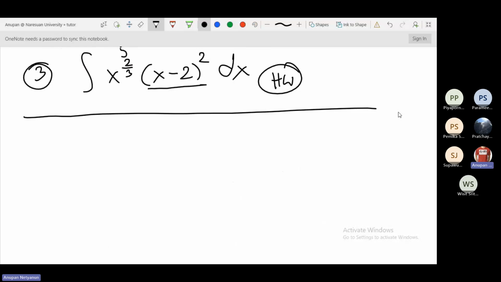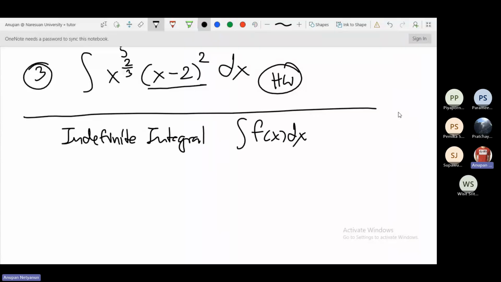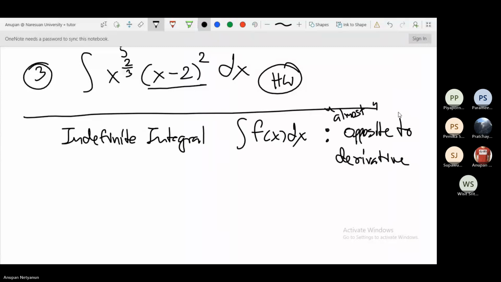Now we just studied the indefinite integral, which is something that looks like this. And we think of this as something that is opposite to the derivative, almost opposite to the derivative.